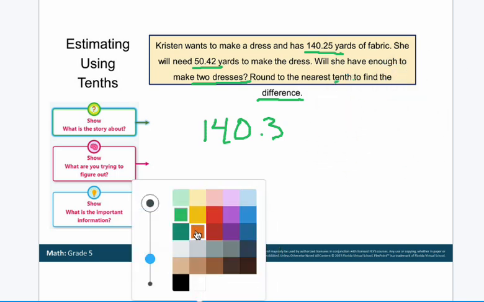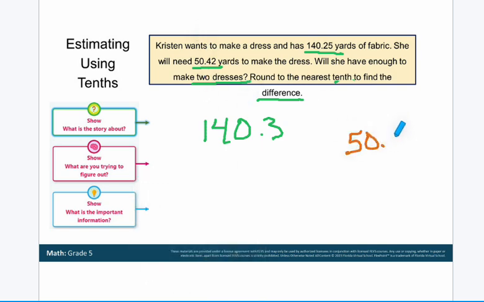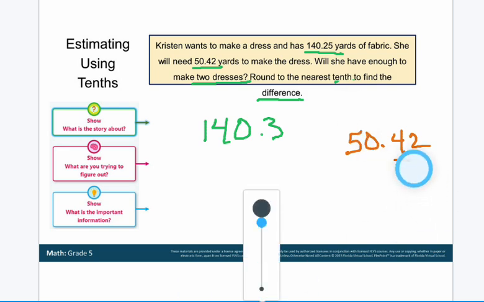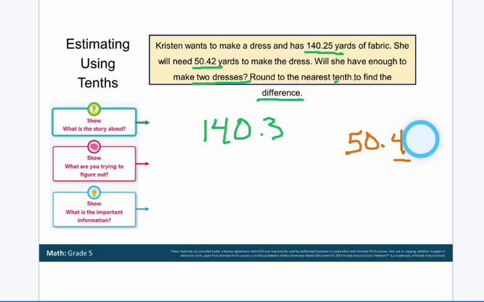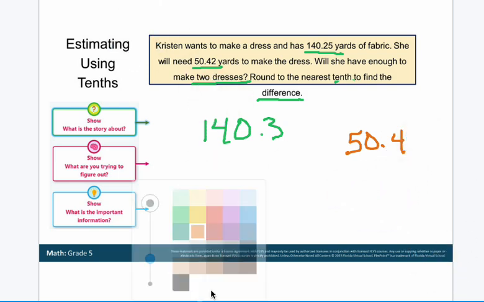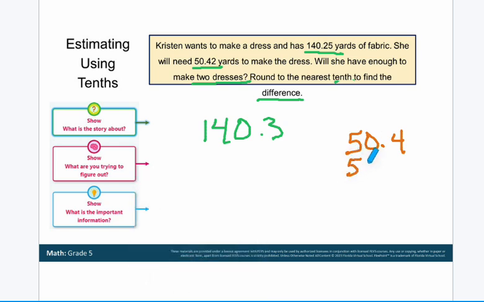Now I can go ahead and look at making a dress. So one dress is 50 and 42 hundredths. If I'm going to the 10th place value, is my 2 going to change the 4? No. So I know one dress is 50 and 4/10. But I'm not just going to have one dress. It says that I want to do 2. So I'm going to add another group of 50 and 4/10.